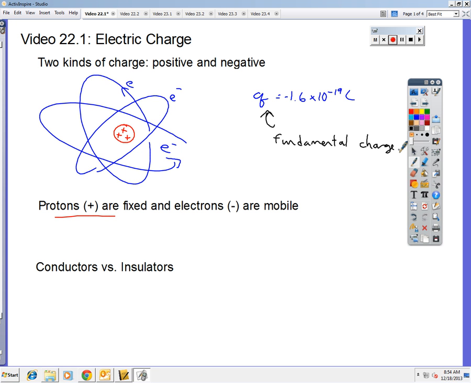Now, there's also the difference between conductors and insulators, which you should also remember. A conductor allows electrons, or charges in general, to move freely. And an insulator does not. So you need to know protons, electrons, fundamental charge, positive, negative, and conductors and insulators.